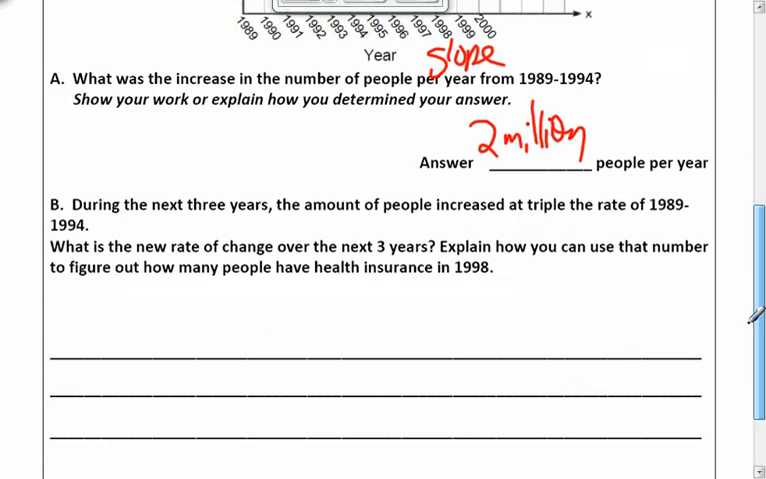Then it says during the next 3 years, the amount of people increased at triple the rate. Well, the rate was 2 million, so triple the rate is going to be 6 million. What is the new rate of change over the next 3 years? Explain how you can use that number to figure out how many people have health insurance in 1998. I think you guys can do this part on your own. If not, come in with questions. I'll go over that in class because I don't want to write it all out right now.